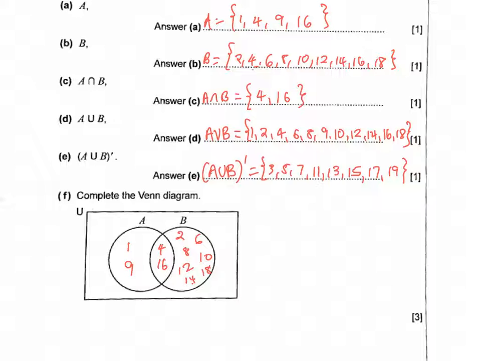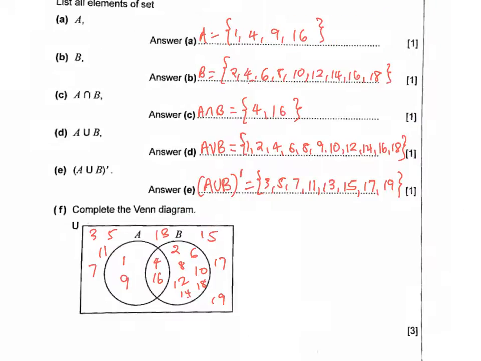Now, what is not in the union, we put it outside. That means whatever is not here, let's put outside. That means these numbers are out. So the 3, the 5, the 7, the 11, the 13, the 15, the 17, the 19. We put them outside. Those that are not in the union, we put them, the complements, outside. Okay. I think we are done with that one.